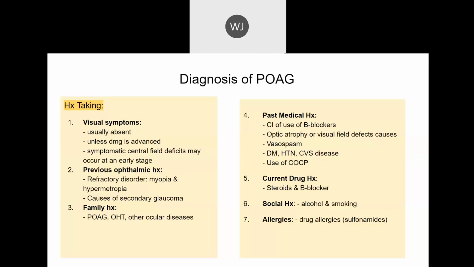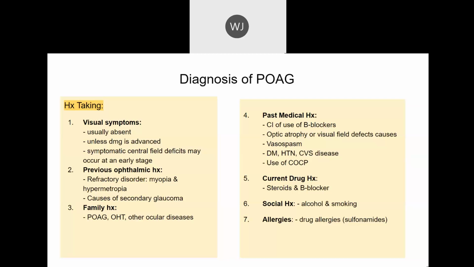And next, we need to ask about the previous ophthalmic history, whether the patient has any refractory disorder, including myopia and also hypermetropia, because myopia will increase the risk of POAG, whereas hypermetropia increases the risk of primary angle closure glaucoma. And you need to rule out any other causes of secondary glaucoma, such as ocular trauma, inflammation, maybe previous eye surgery, and other things that would affect the intraocular pressure.